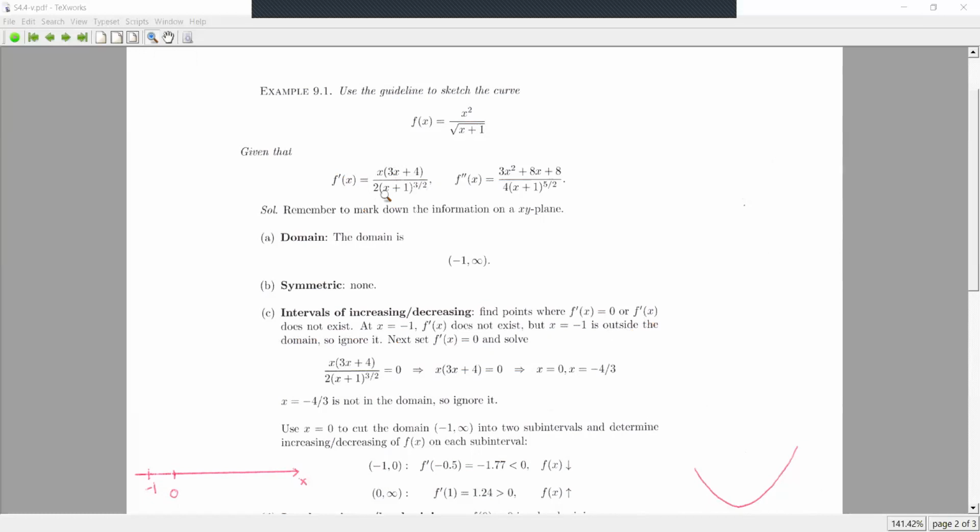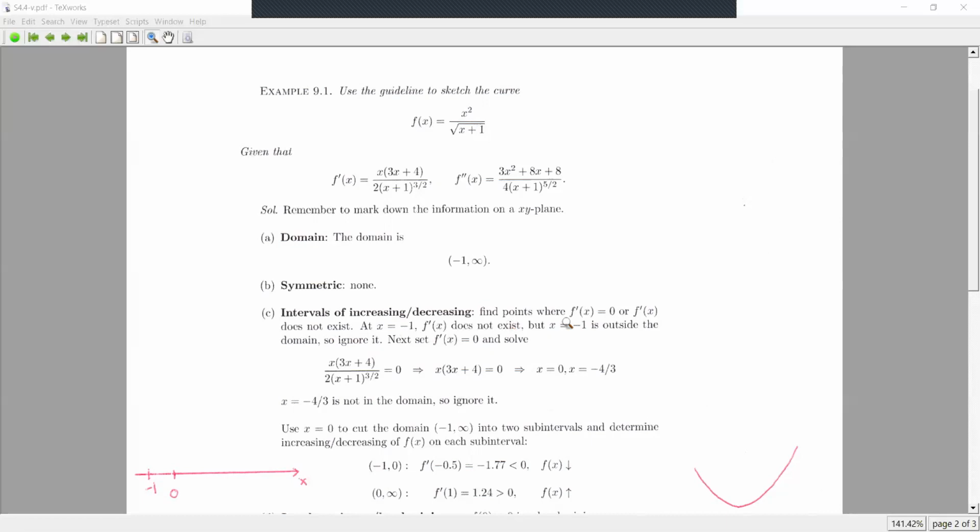Clearly, when x is -1, the denominator is 0. There, the derivative doesn't exist. So at -1, the derivative doesn't exist. But -1 is outside the domain. So ignore it. I don't need to consider -1. Outside the domain, no graph. So just ignore -1. Only at -1, the derivative doesn't exist.